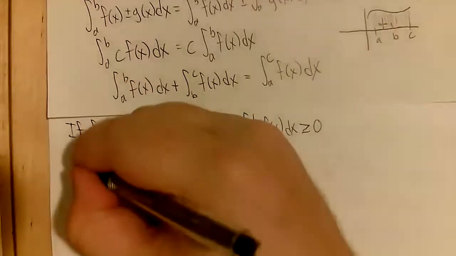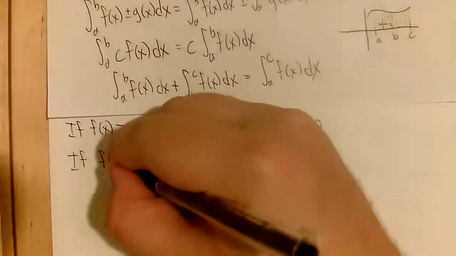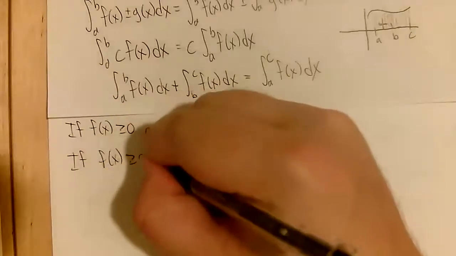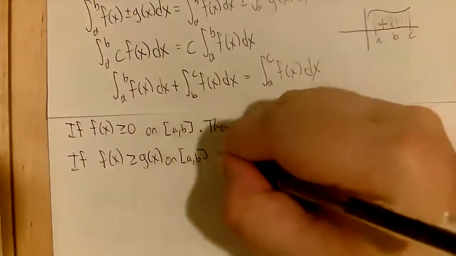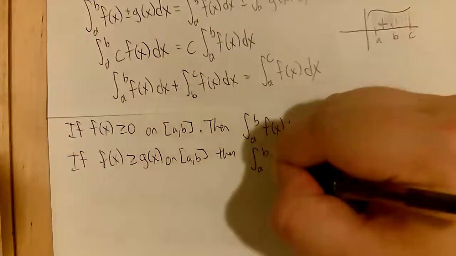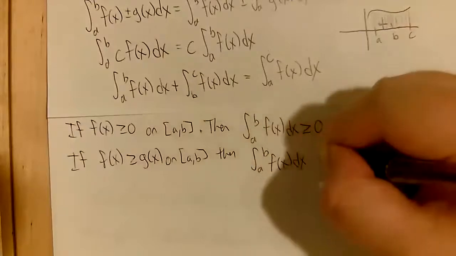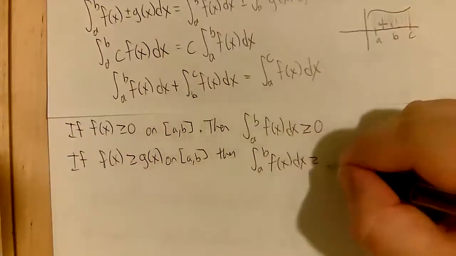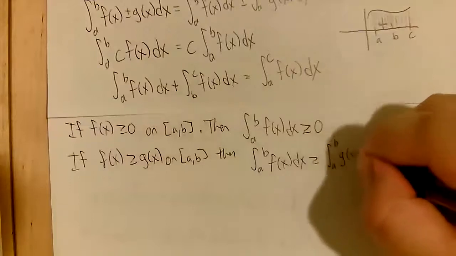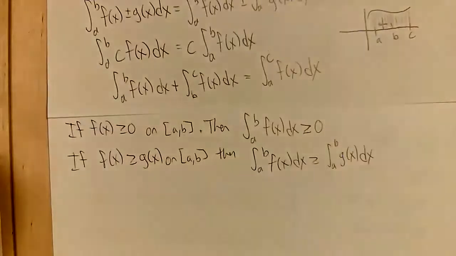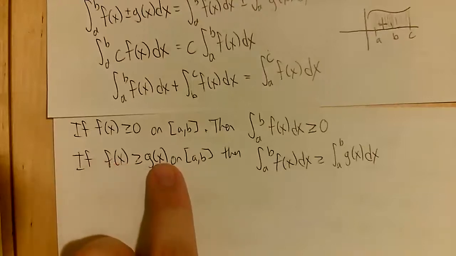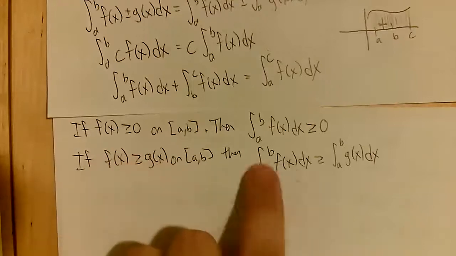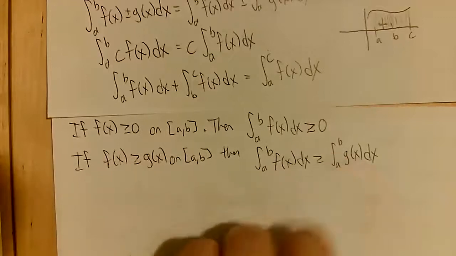All right, now kind of a corollary to this, if one function is greater than or equal to another on an interval, then the integral of the larger function over that interval will necessarily be greater than or equal to the integral of the smaller function over that interval. And again, this makes sense in terms of areas. If you have a function that's going to be higher up than another function, then there will be more area under this curve than there would be for the smaller one.